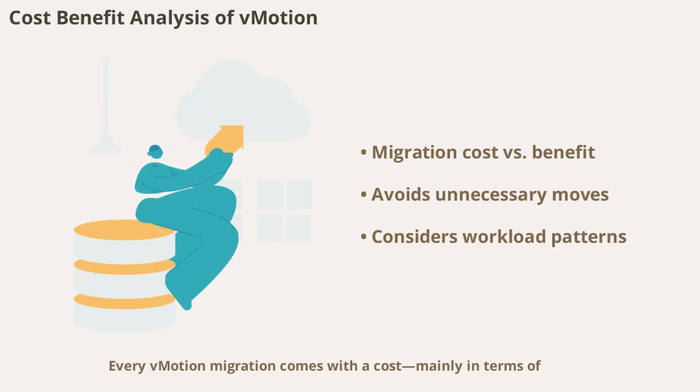Every vMotion migration comes with a cost, mainly in terms of CPU and memory usage on both the source and destination hosts. DRS weighs this cost against the benefit: improved performance for the migrated VM, the source host, and overall cluster balance. For large VMs, the migration cost can be significant, so DRS carefully evaluates whether the move is worthwhile. Additionally, DRS considers workload patterns, avoiding unnecessary migrations for VMs with spiky usage. This smart analysis ensures that migrations only happen when they truly benefit the environment.